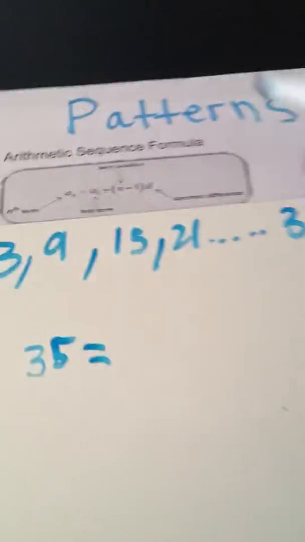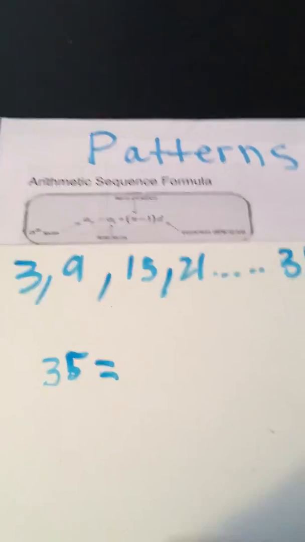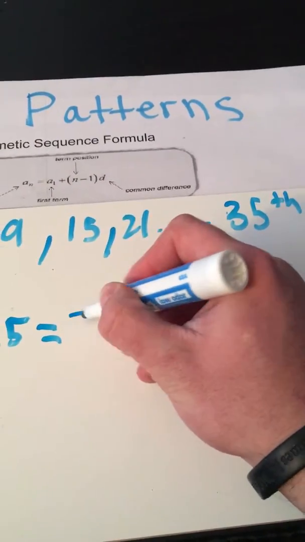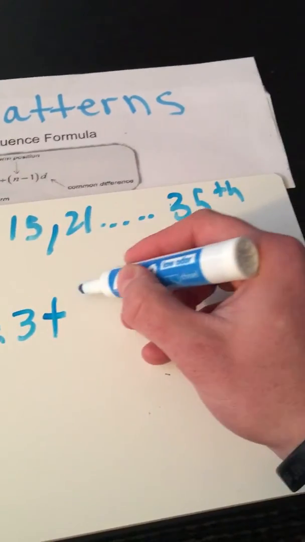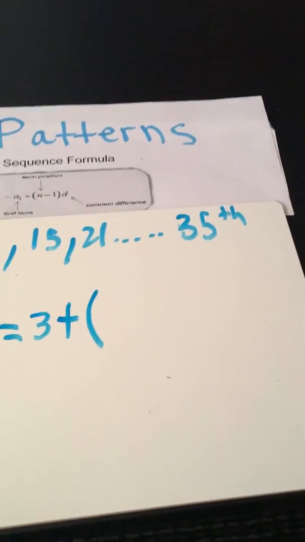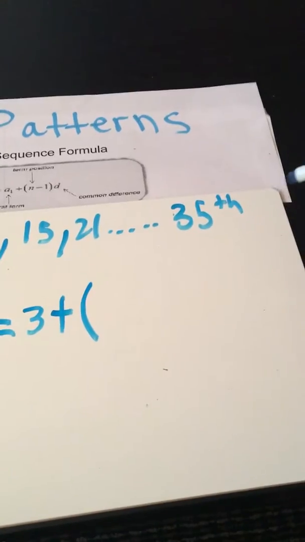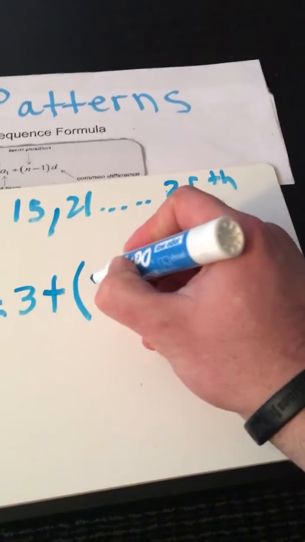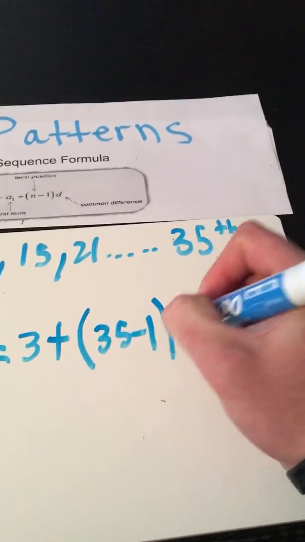equals, next we have A1, which is our first term. First term in our sequence is 3. So we're going to write down 3. And there's a plus sign, so we're going to use plus. And then there's parentheses, and the next is the term position. So with the term position, that's also what we want to find, and that's 35. So we're going to put the 35 there, and then it has a minus 1 with another parenthesis.